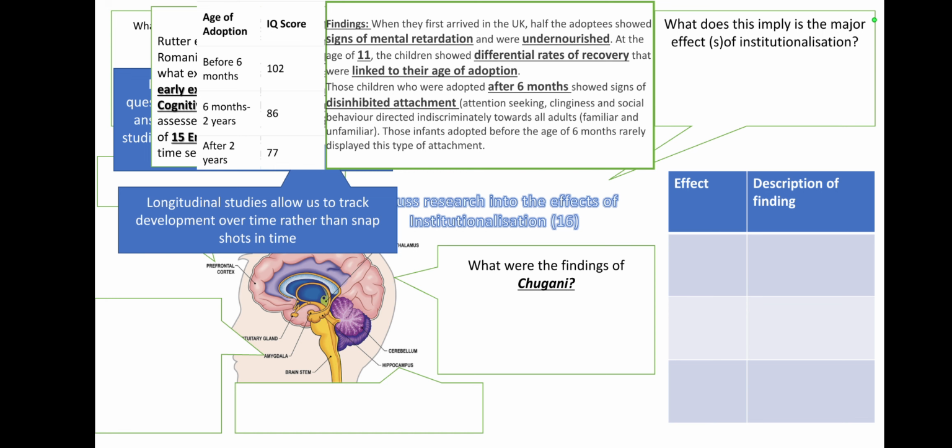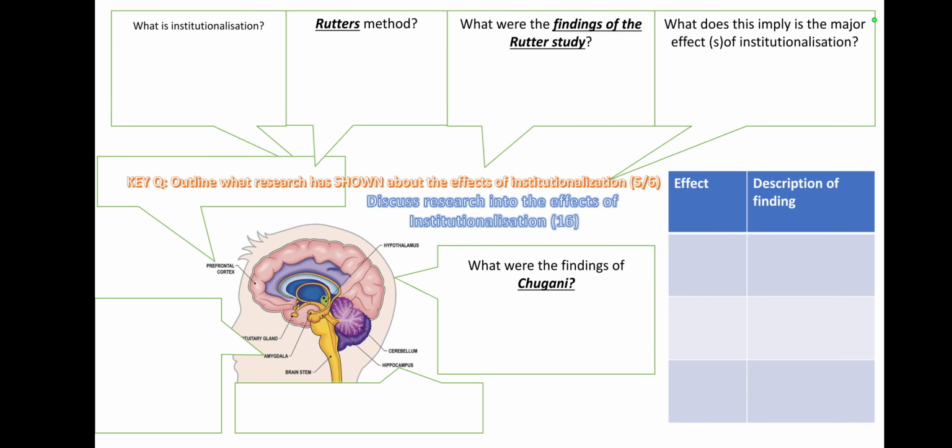Now, all of this material would be used in the following question. You may want to add this to the top of your page or in separate notes or into your booklet, whatever. So the key question would be, outline what research has shown about the effects of institutionalisation, and that would typically attract between 5 and 6 marks. Now, you should already know that the question does not require any procedural detail because it's all about the findings.